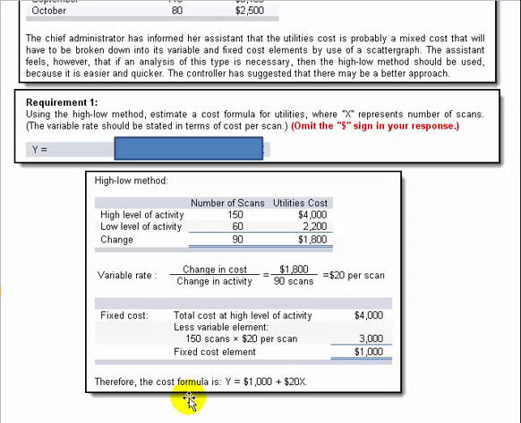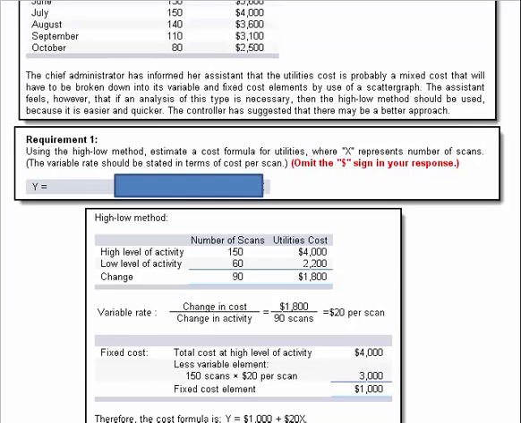So the cost formula is Y, which would equal the utility cost, is equal to a fixed cost component of $1,000 plus $20 per scan, which is our variable cost component. Okay, and then all we need to do is slide away our little cover sheet here, and we come up with that $1,000 plus $20, which is the answer that we needed to solve for requirement 1.